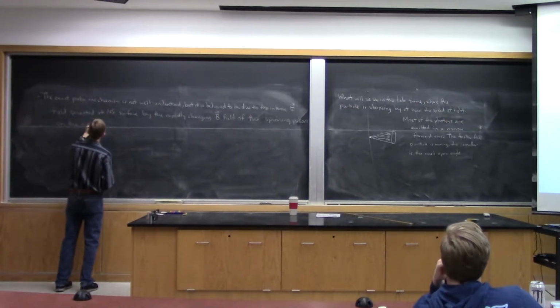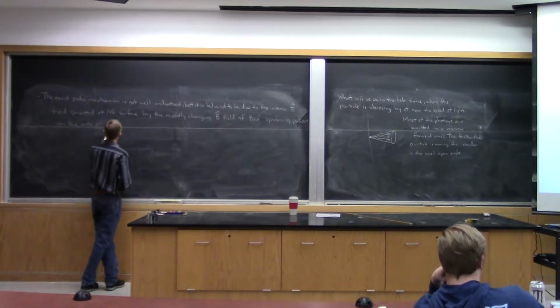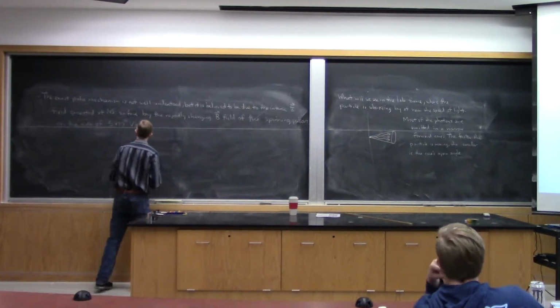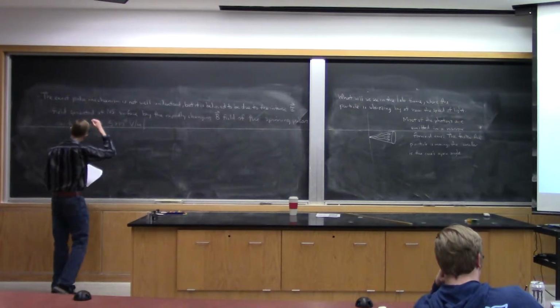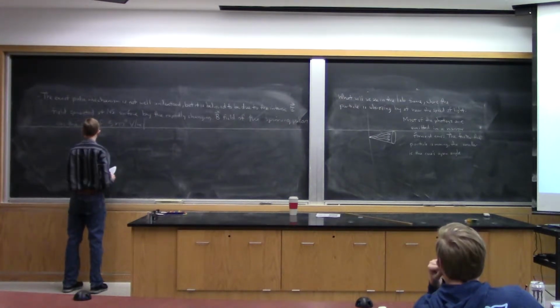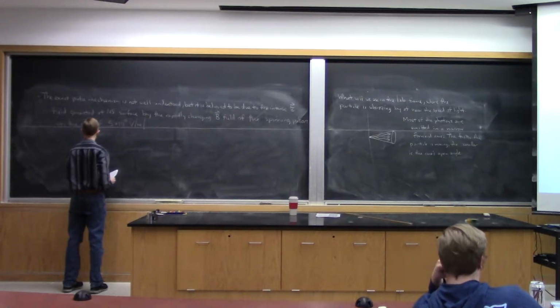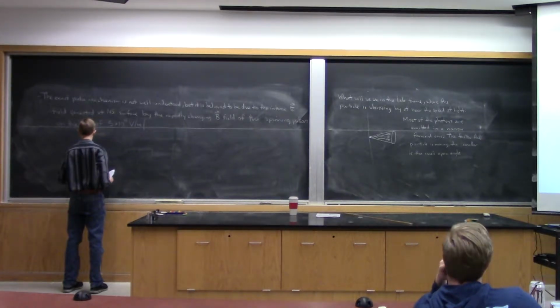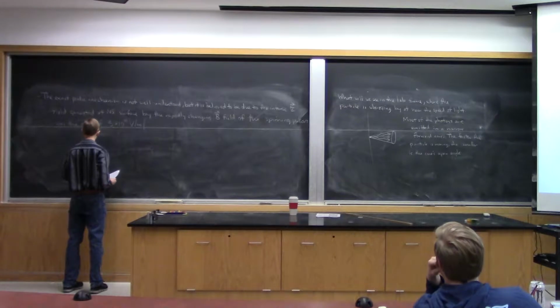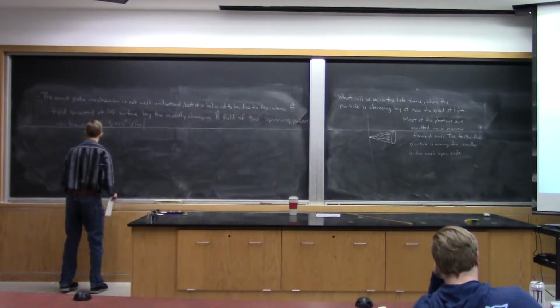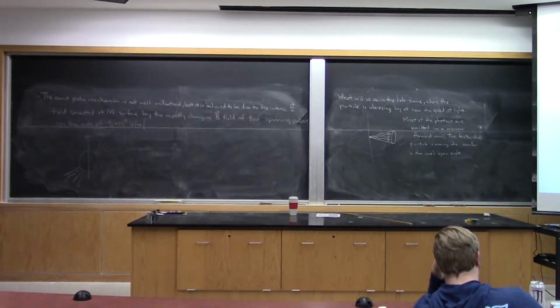On the order of 5 times 10 to the 10 volts per meter! Exclamation point. So there's my rapidly spinning neutron star.